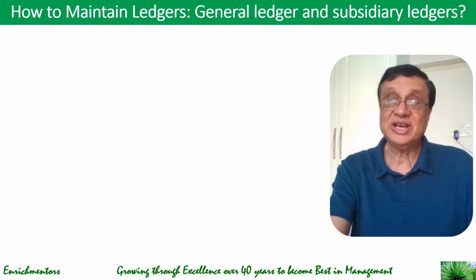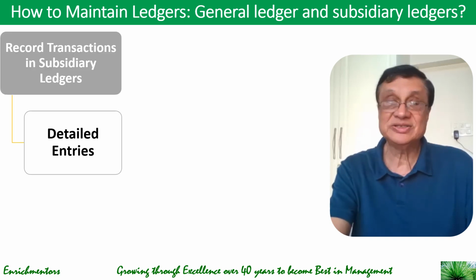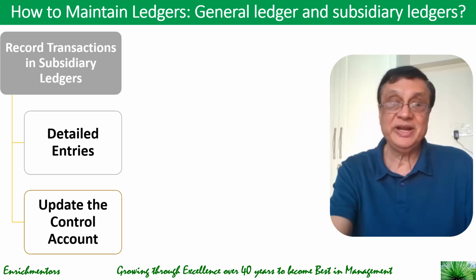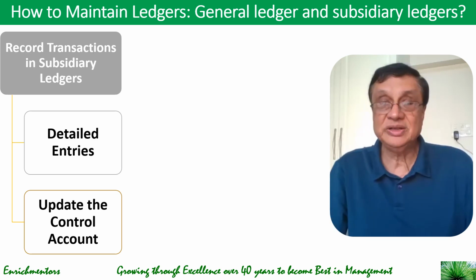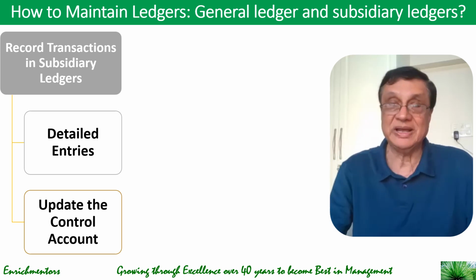Then you record transactions in the subsidiary ledgers, where you record detailed transactions for each customer, vendor, and inventory item in the respective subsidiary ledger. For example, record sales invoices and payments in the accounts receivable subsidiary ledger. And then you update the control account after recording the transaction in the subsidiary ledger. Update the corresponding control account in the general ledger to reflect the total balance.